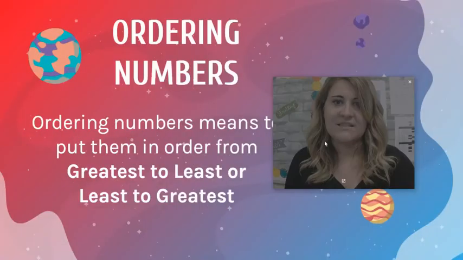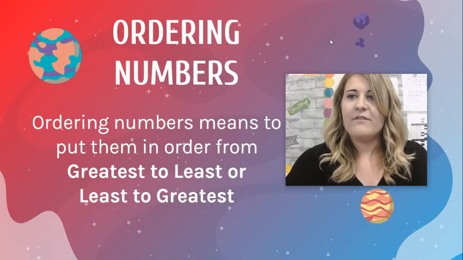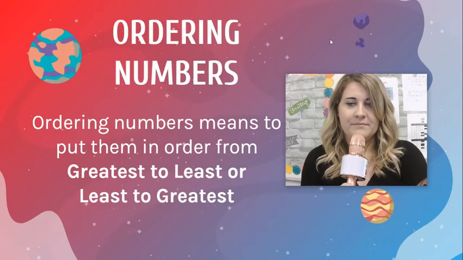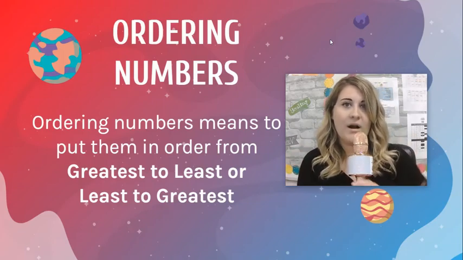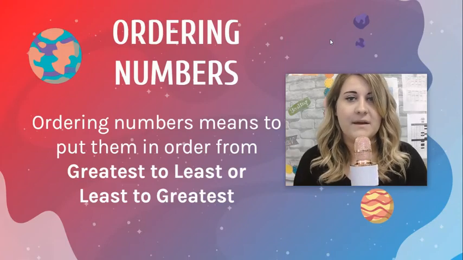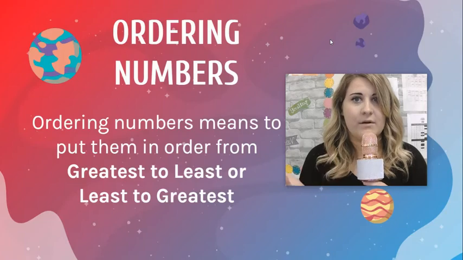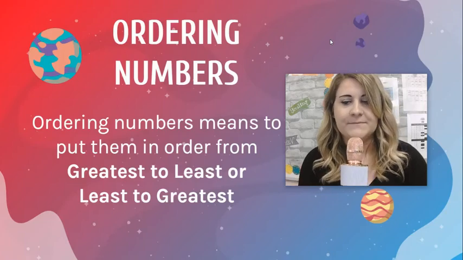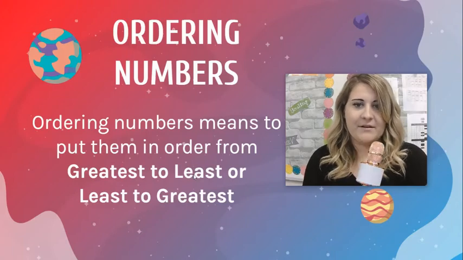So let's talk about ordering numbers because let's be honest, that's why we're here. We have two different ways that we can order numbers. We can order them from greatest to least or least to greatest. Greatest means the biggest, least means the smallest. So there are two different ways to order them. Big to small, small to big, basically. In third grade, we use big words like greatest and least, but it's the same idea, okay?